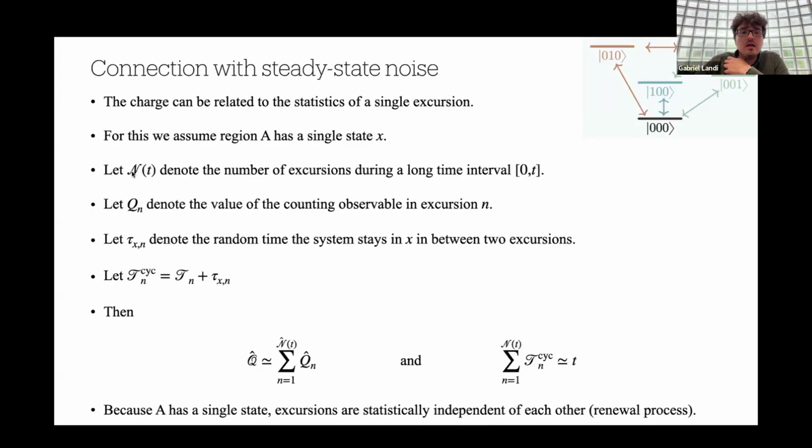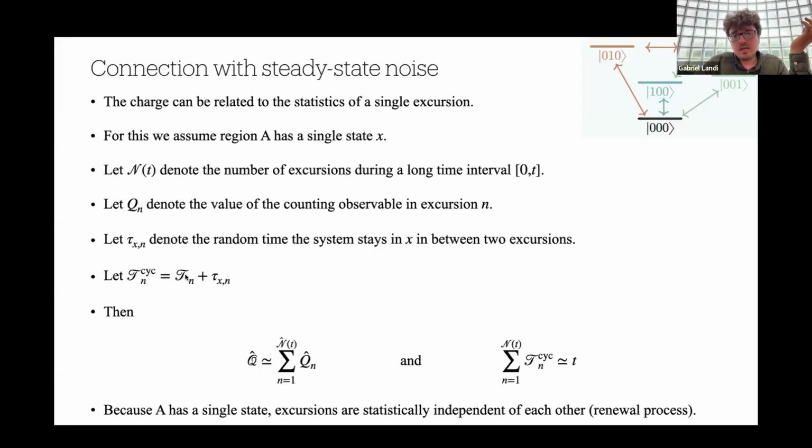Now, I need a couple of definitions. I will define calligraphic N as the number of excursions during a very long time interval T. The basic idea is that you just look at a trajectory like this for a very long time, and every time the system completes an excursion, you count +1, and this builds your N of T. During each excursion, I'll define Qn as the value of a specific counting observable that I'm interested in during that excursion. And I will also define tau xn as the residence time that the system spends between two excursions. Because the way the timing works for excursions is that you have an excursion time for the system to bounce around here, and then you have some residence time that the system spends here before the other excursion starts.